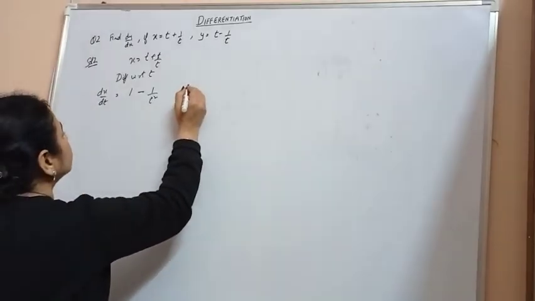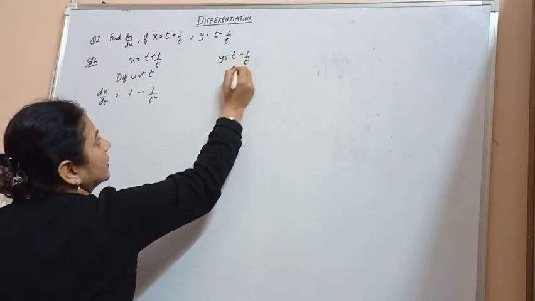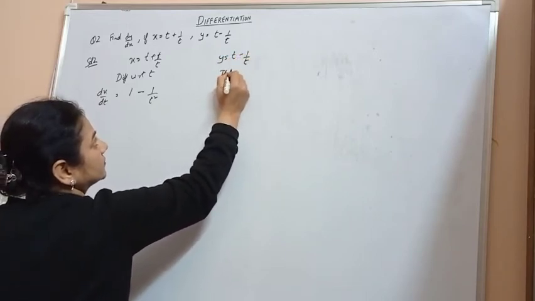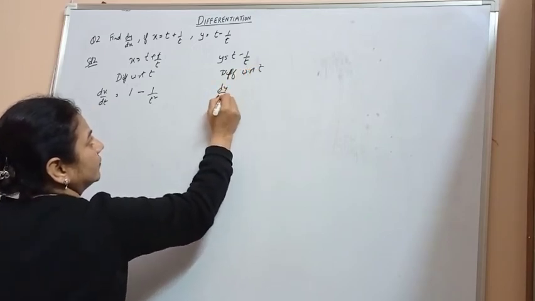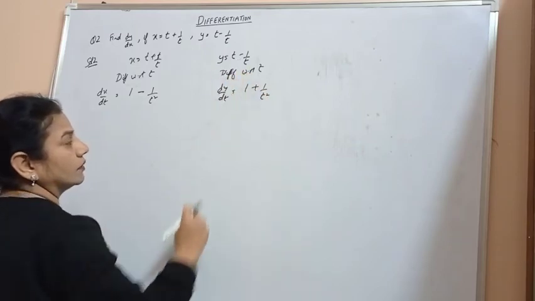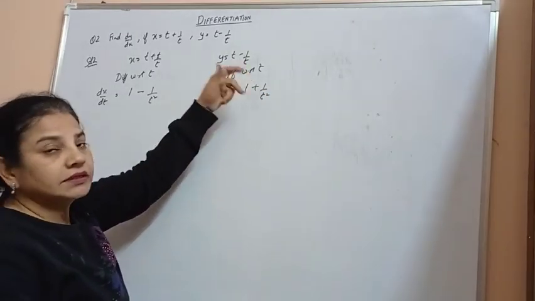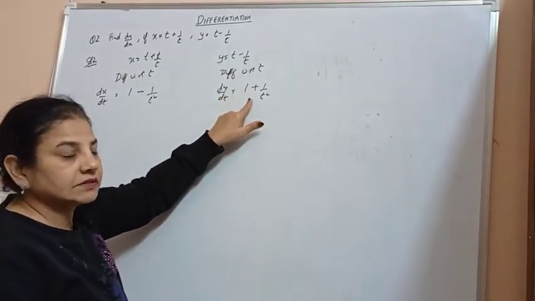So here also y is equal to t minus 1 by t. Differentiate with respect to t. I get dy by dt is equal to 1 plus 1 by t square. So minus 1 by t, the derivative of 1 by t is minus 1 by t square. So minus 1 becomes plus 1 by t square.